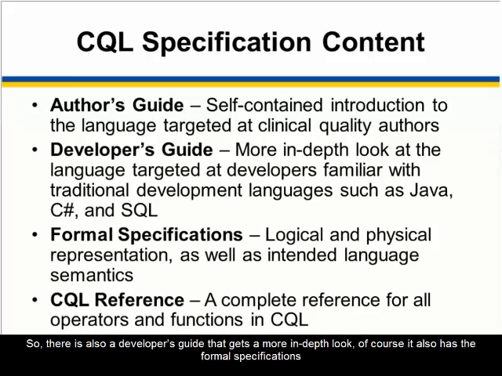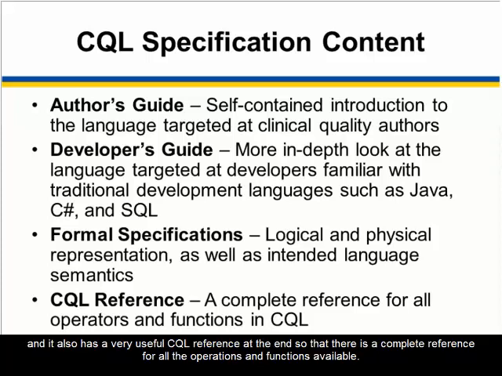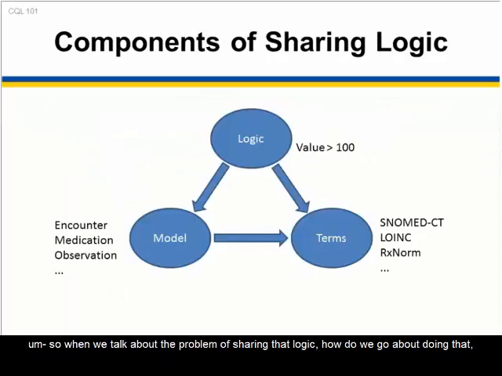There's also a developer's guide that gets a more in-depth look. Of course, it also has the formal specifications, and it also has a very useful CQL reference at the end. That is a complete reference for all the operators and functions available. So when we talk about the problem of sharing that logic, how do we go about doing that?